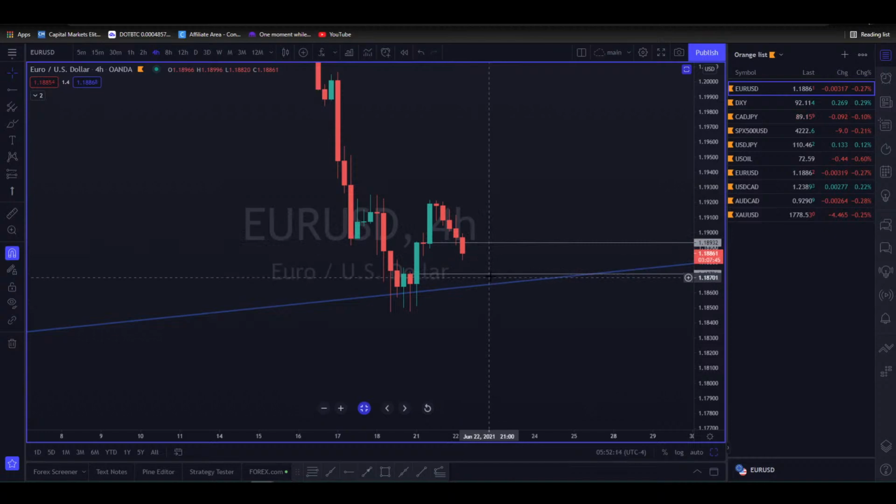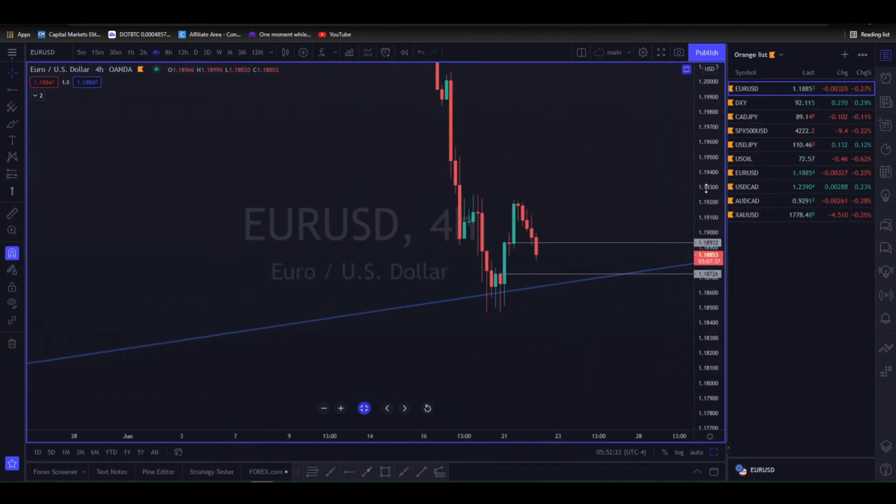So I would not be shorting it either, as the short has already taken place. Plus you got this close above resistance. So I would not be looking to take a short entry.